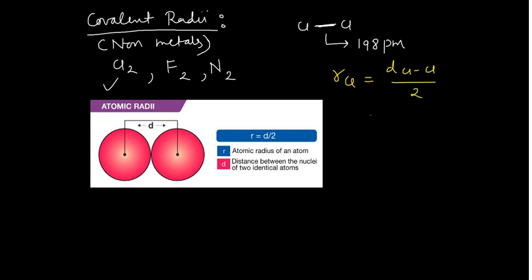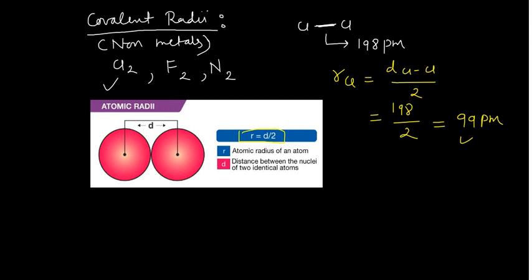What is the meaning of that? I'll take 198 and divide it by 2, getting the value of 99 picometer. So this 99 picometer is the covalent radii of chlorine. What is the general formula to calculate this? I have given the formula here. R equals D by 2, where D is the bond length or the bond distance.